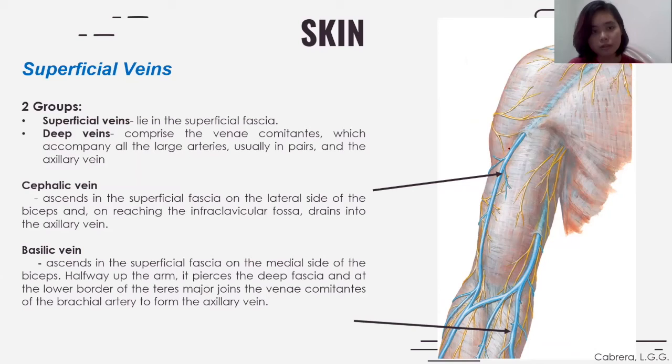They are both superficial veins and they both ascend in the superficial fascia, but the cephalic vein ascends on the lateral side of the biceps, while the basilic vein ascends on the medial side of the biceps. The cephalic vein, upon reaching the infraclavicular fossa, drains into the axillary vein, while the basilic vein, halfway up the arm, pierces the deep fascia, and at the lower border of the teres major muscle, it joins the venae comitantes of the brachial artery to form the axillary vein.